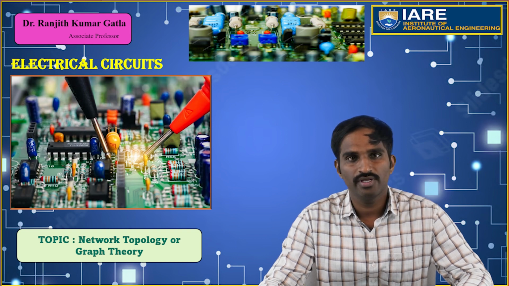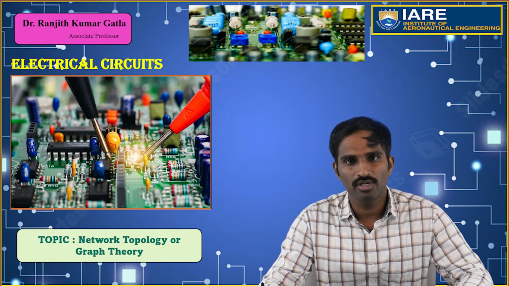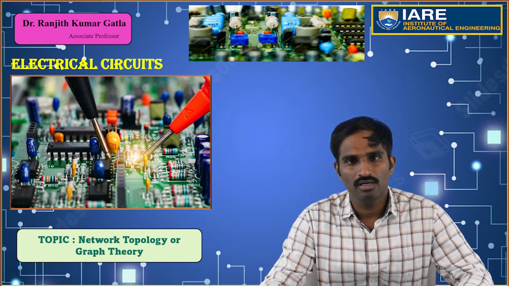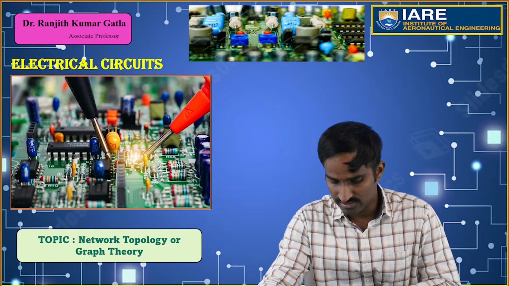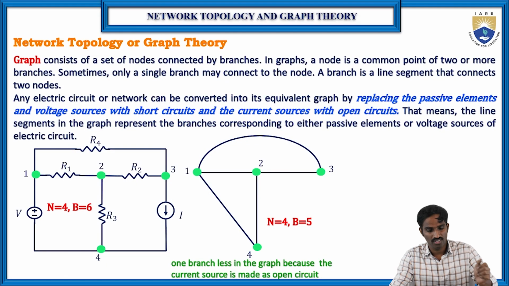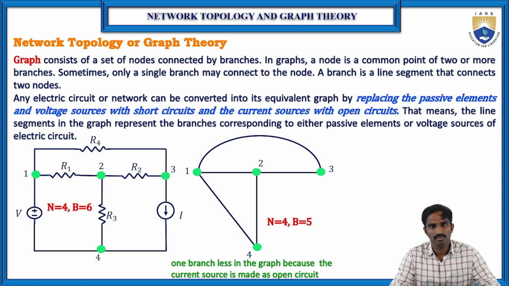So in today's class, we are going to discuss network topology. We can also call it graph theory in the electrical circuit. The graph theory in computer science and the graph theory in electrical circuits are different. Before discussing the actual concepts in network topology or graph theory, we should know the terminologies we are going to use. So why is this called graph theory or network topology?